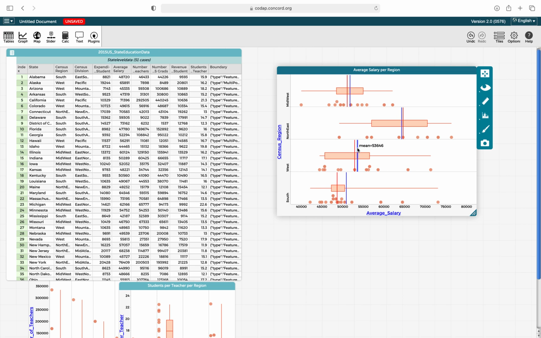After comparing the mean, we can also compare the median. The median is illustrated as the red line. The median for the South is about $48,000, and the median for the West is about $52,000. The median is also known as the middle, and the middle salary is also higher in the West than it is in the South.